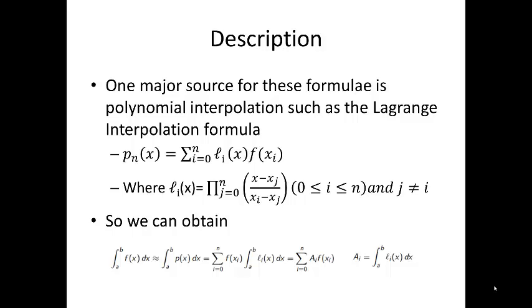Actually, in all seriousness, one major source of these formulas is the polynomial interpolation techniques used, such as the Lagrange interpolation formula that we saw back in chapter 4. In Lagrange interpolation, p sub n of x is equal to the sum i equals 0 to n of L sub i of x times f of x sub i, where L sub i is given by the formula in the second sub-bullet. The Lagrange interpolation provides a polynomial p of degree at most n that interpolates f at the nodes. If circumstances are favorable, then p will be a good approximation of f.